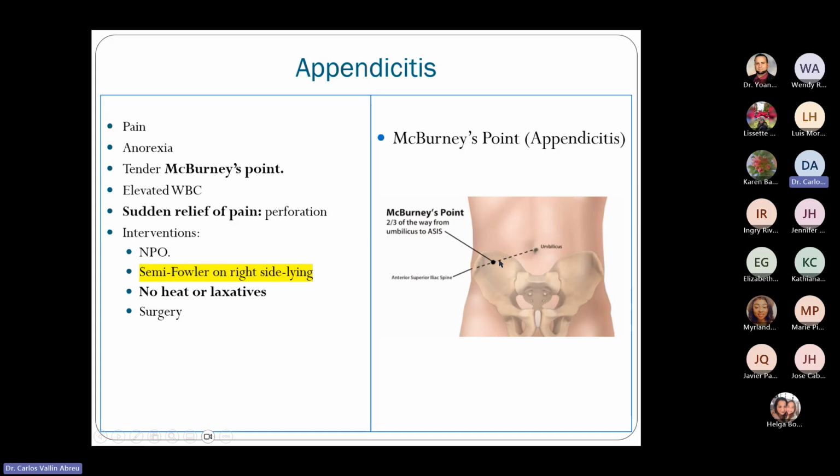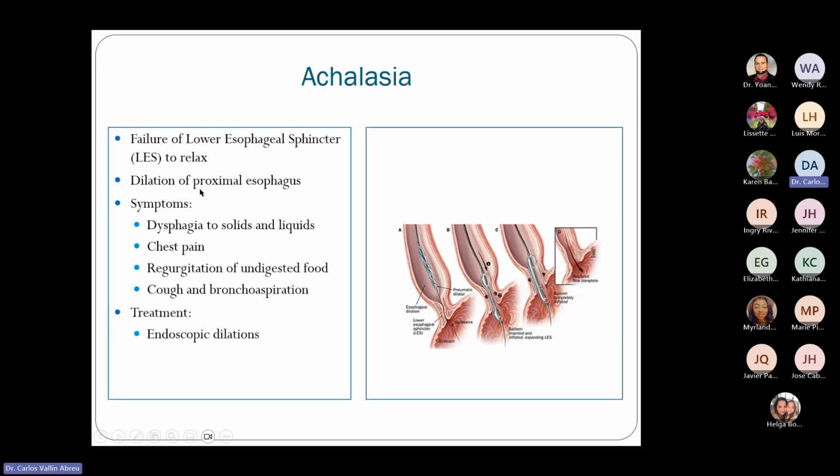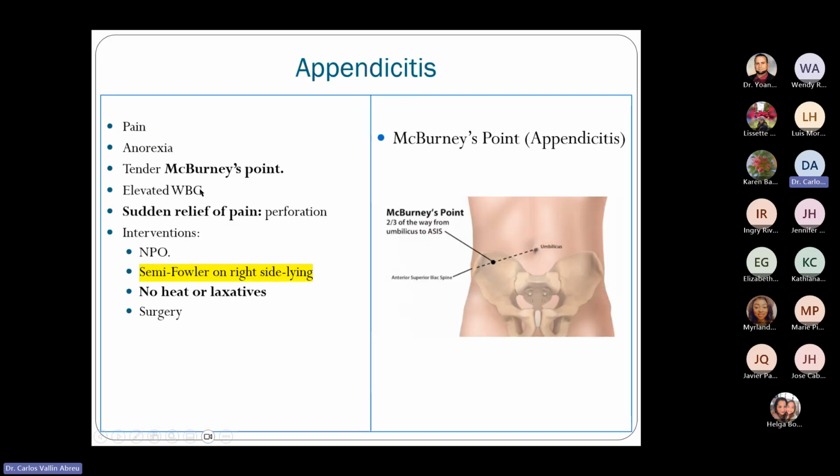Remember that clients with appendicitis, apart from the intense pain, usually have anorexia, low-grade fever, tachycardia, and an elevated white blood cell count, and can have constipation or diarrhea, but the most common is constipation. Appendicitis is an urgency that should be resolved in the first 24 hours. So it's not an ABC, it's not an emergency, but it's an urgency that should be resolved in the first 24 hours.